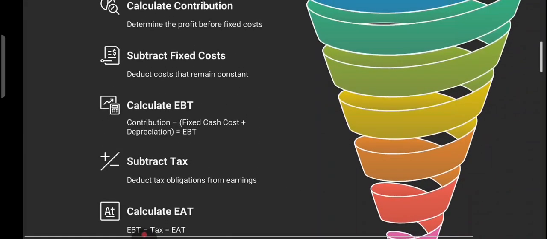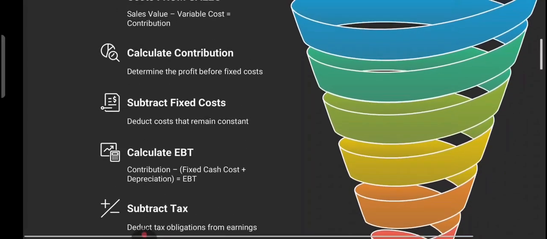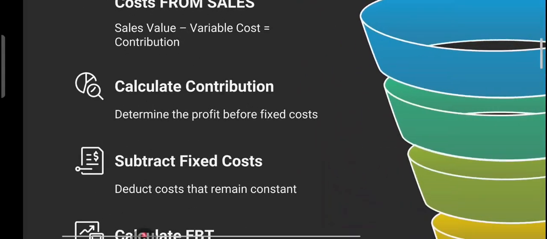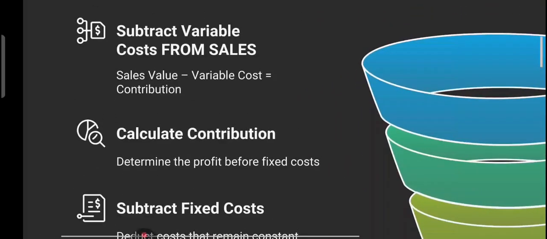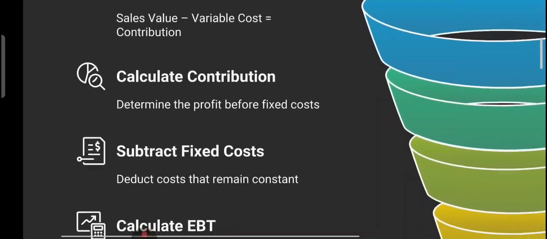So this funnel system shows how money flows down through the financial system of a business from total sales to the actual usable cash. So again, let me summarize. You start with the sale, subtract the variable cost, get the contribution. From contribution you subtract the fixed cost as well as any depreciation. Then you will get EBT.